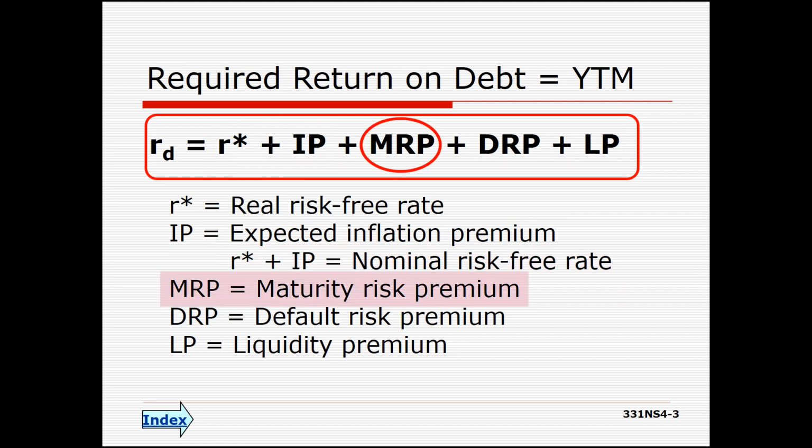A maturity risk premium. Longer-term bonds have to pay a bit more since they tie up your money longer. A default risk premium based on the potential for default. U.S. Treasuries, for example, have no default risk. And a liquidity premium to compensate investors if the market for these bonds is not liquid. The market for Treasury bonds is highly liquid. The market for corporate bonds is very illiquid.